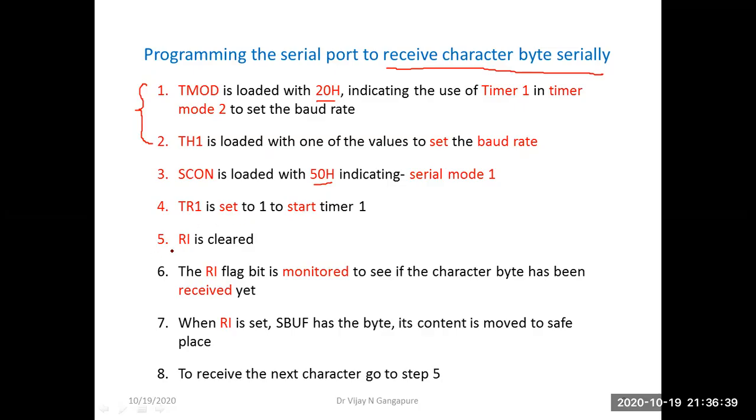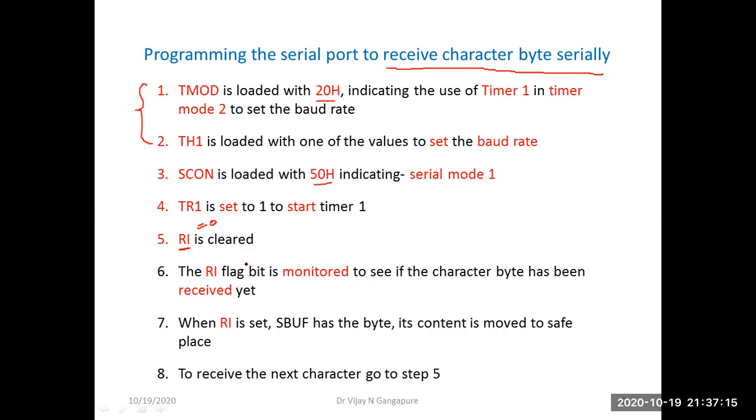Then the RI flag bit we have to clear, because due to previous reception of a byte on serial port of 8051, that is via RxD pin, if a byte was received, the RI flag bit might get set. We have to clear that, means we have to make it 0. Then the RI flag bit is monitored again to see if the character byte has been received yet. So after clearing RI, we have to just monitor the RI flag bit.